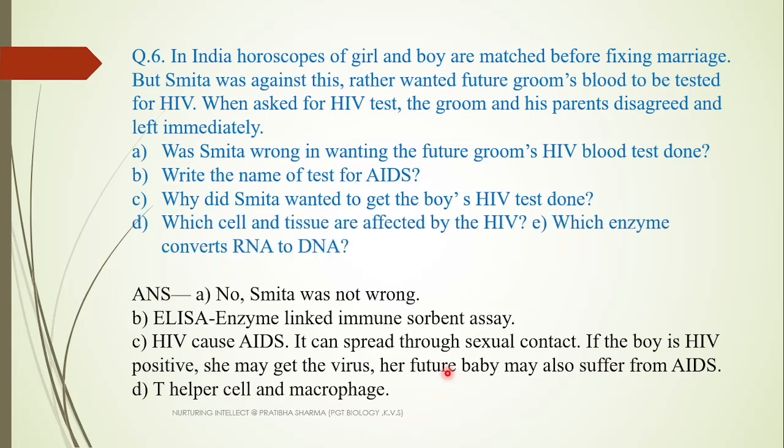Okay. Next, which cells and tissues are affected by HIV? Which cells are affected by HIV? Macrophages and T helper cells. Which enzyme converts RNA to DNA? So that is reverse transcriptase.